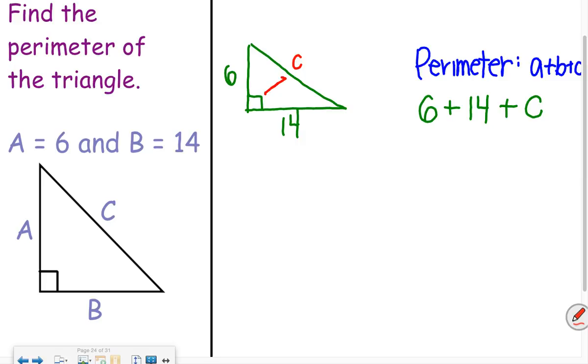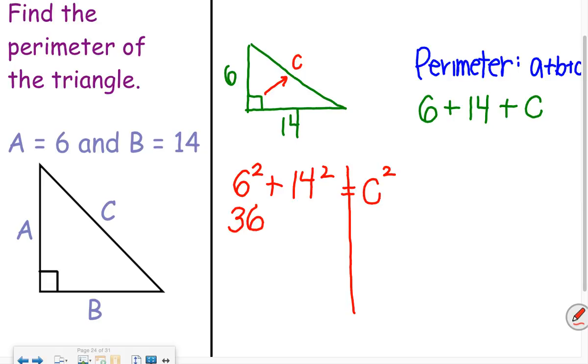So my side across from the right angle is my hypotenuse, so C. My legs are the 6 and 14, so 6 squared plus 14 squared equals C squared. 6 squared is 36, 14 squared is 196 equals C squared. Then I'm going to add 36 and 196 together, and I get 232. And then in order to undo squared, I have to square root both sides.